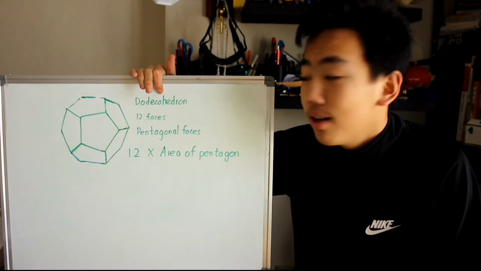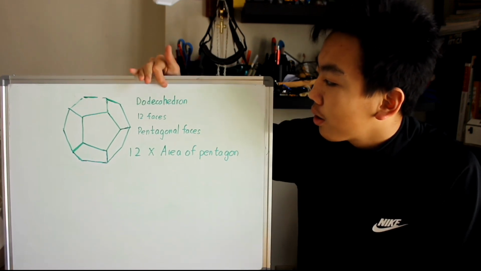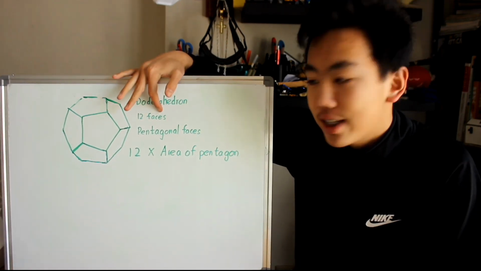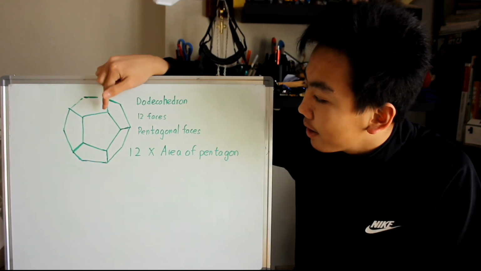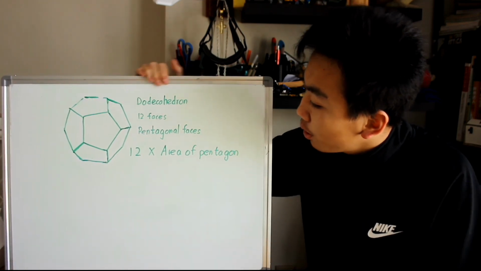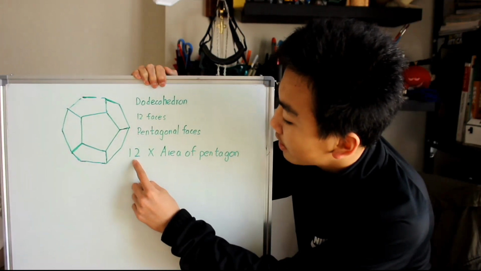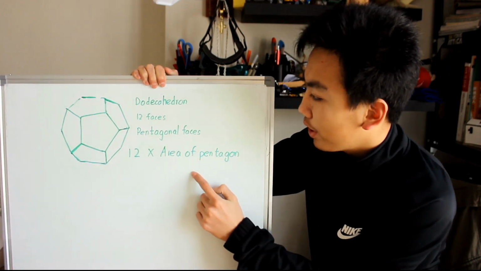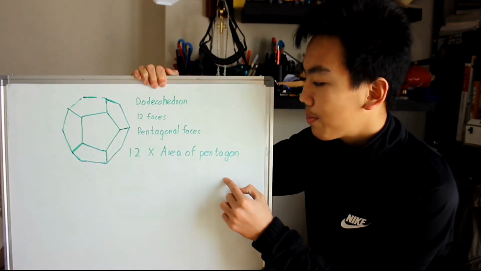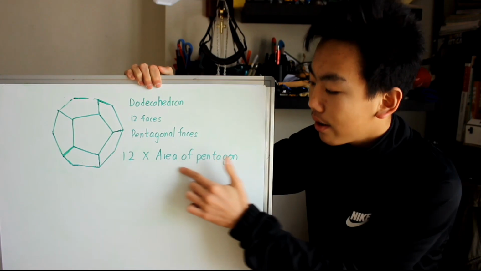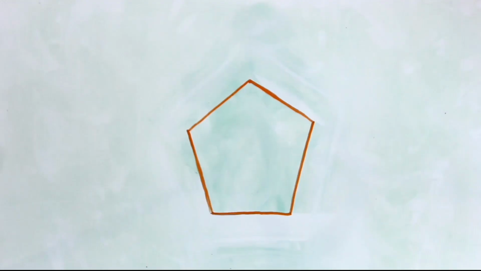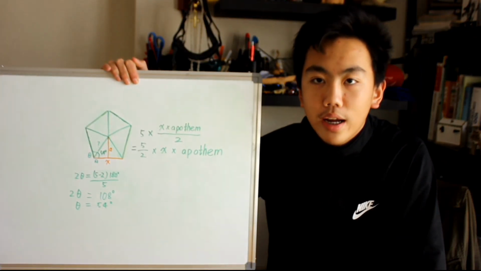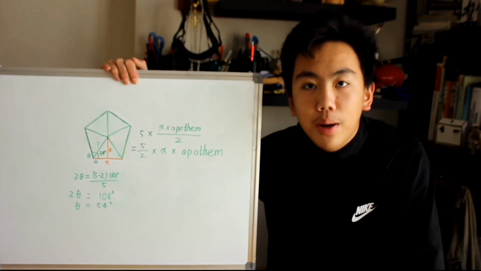Dodeca in Greek means 12, so that's where it got its name from, since it has 12 faces, and each face is a pentagon. And so we have 12 as the number of faces times the area of each face. In our case, it's a pentagon, so we need the area of a pentagon right now. How do we find the area of a pentagon?